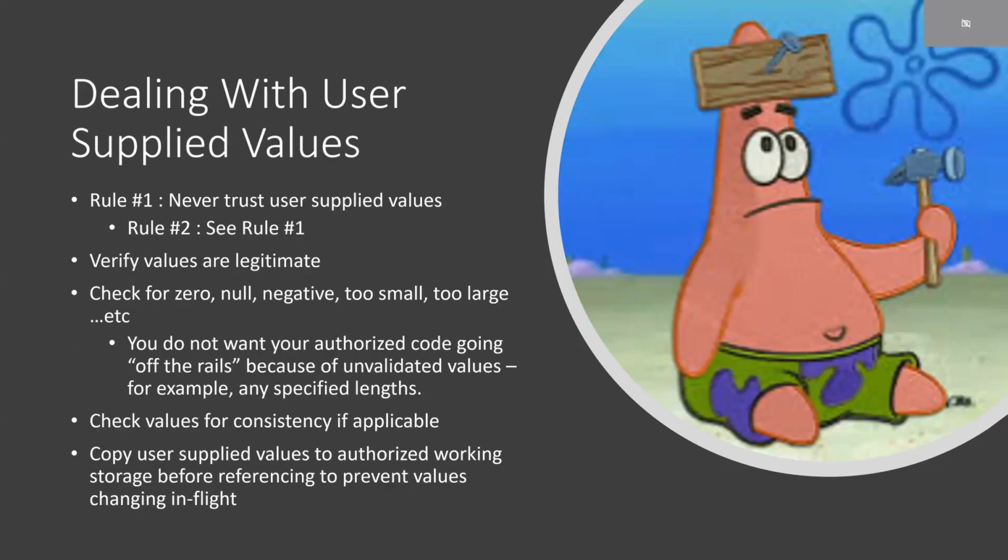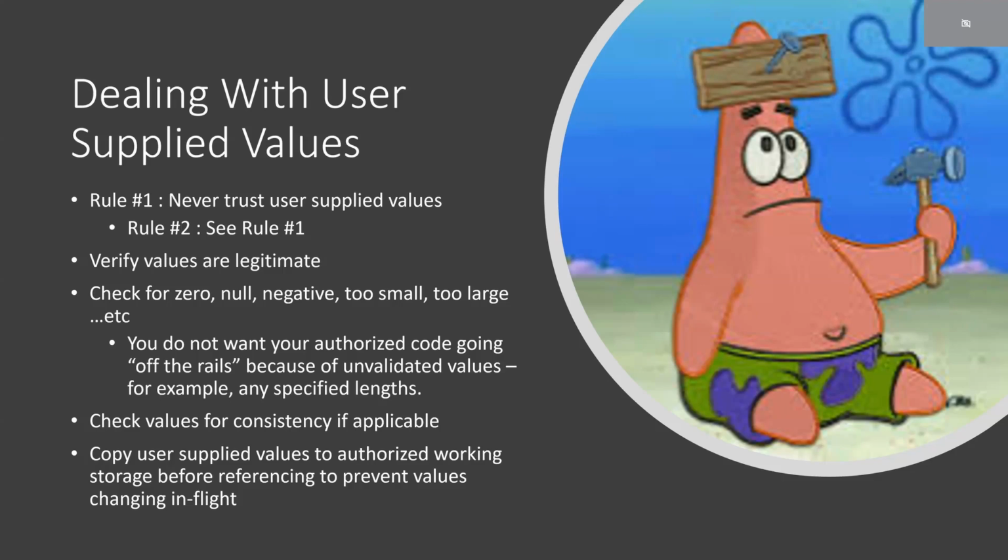Dealing with caller supplied values, so the values the caller gives to you. But rule number 1, don't trust it, and rule number 2, see rule number 1. You cannot trust anything that your caller gives to you. And I'm not talking here about your API load module. I'm talking about your SVC or your PC routine. Okay, the guy that's actually going to get control and all that stuff. So you have got to do some really, really basic things. Verifying any values are legitimate. You've got to check for your boundary conditions. You've got to check for 0, null, negative, too small, too large.